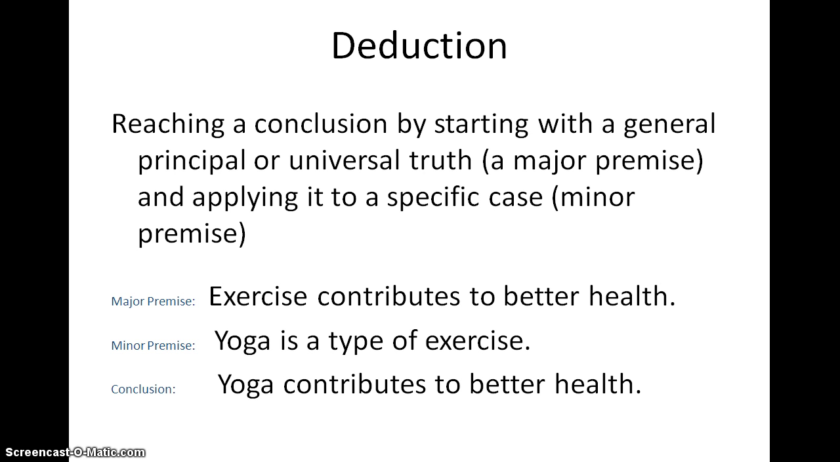The opposite of that, of course, is deduction, where you reach a conclusion by starting with a general principle or universal truth. So if there's something that everyone believes in, you can start your paper with that, then apply that to your specific case, and then reach your thesis based on that general overall premise and then a minor premise that you give them.